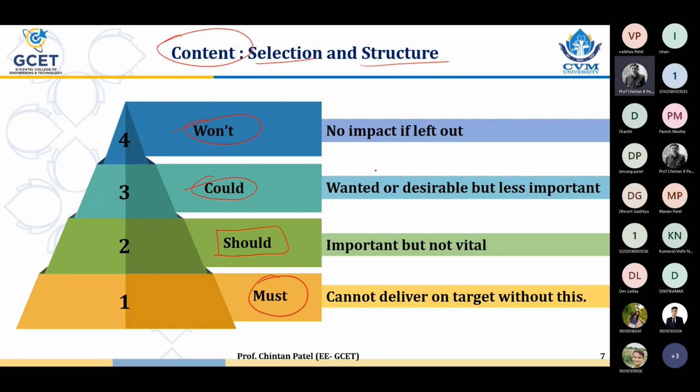So while gathering the content, you separate the content into these 4 categories: must, should, could, and will not or won't. And depending upon the number of slides, the layout, and the time, out of these 4 types of content, these 2 are desirable, but from these 2, you should decide judiciously and then start preparing the slides.